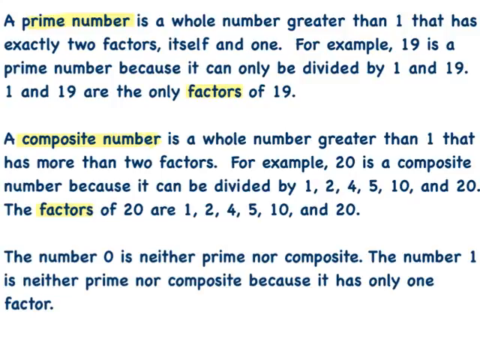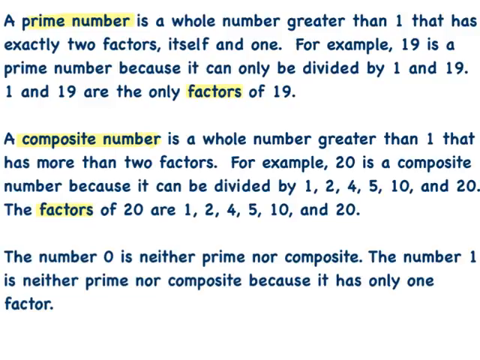Now that we've learned about factors, let's take it a step further and look at some numbers and determine, based on the number of factors the number has, if it is a prime number or a composite number. A prime number is a whole number greater than 1 that has exactly 2 factors, itself and 1. For example, 19 is a prime number because it can only be divided by 1 and 19. 1 and 19 are the only factors of 19.